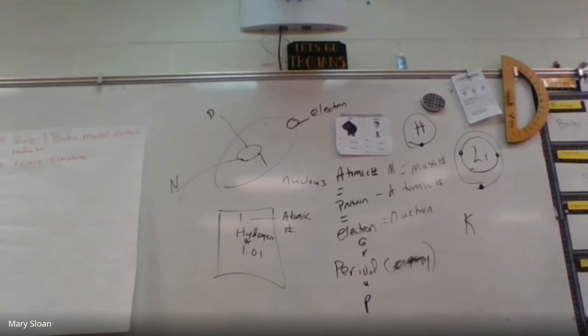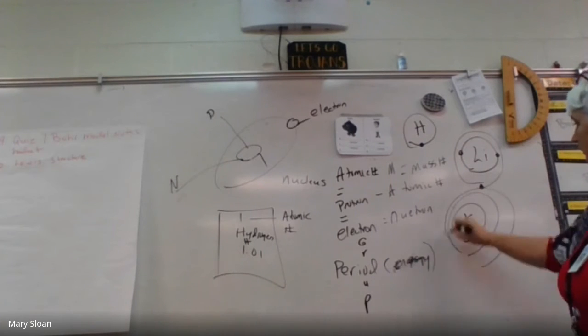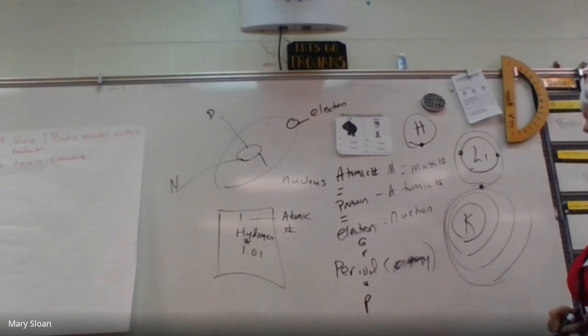Okay, let's go potassium. How many energy levels do we have? We got 4 of them, and it's got an atomic number of 19. Yep, atomic number 19, and it is in group 1. So it's got 1 valence electron, but then we have to get 19 more, right? So what are we going to do?